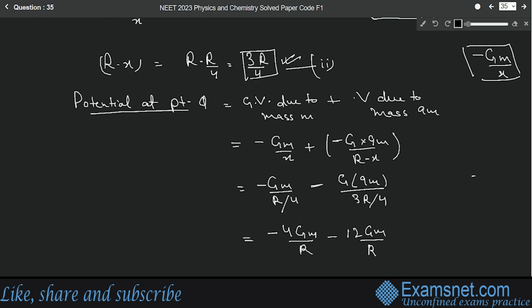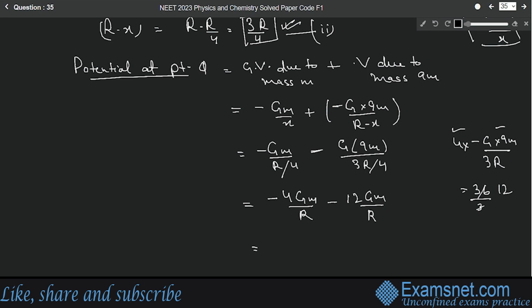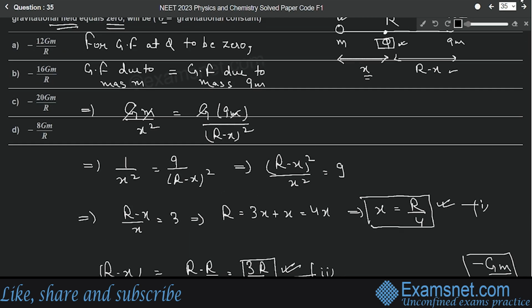Let's see. Here we have minus G into 9m by 3r by 4. So 4 will move up, and here we'll have 3r. So it will be 9 into 4, which is 36, and 36 by 3 will be 12. So minus 12GM by r. On solving this, we'll get minus 16GM by r. So this is the gravitational potential at point Q. Let's see the options. In option B, we have minus 16GM by r. So option B will be the correct answer.